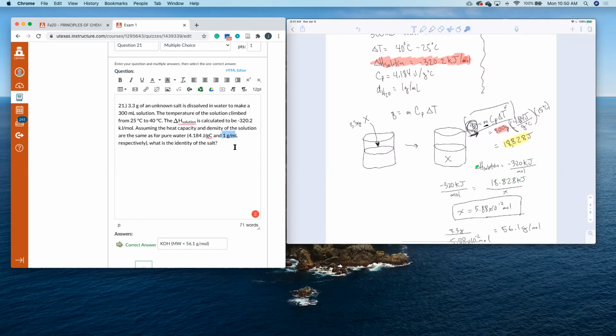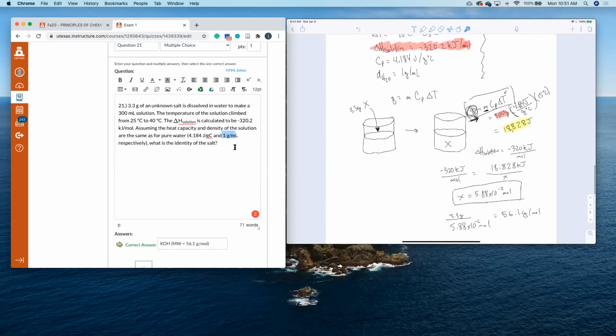So this tells me that if I took a mole and dissolved it and measured the amount of heat that came off, I would get 320 kilojoules. What I actually see when I dissolve in 3.3 grams is that I get 18.8 kilojoules, or about 19,000 joules. So this is what I see when I do a mole, and this is what I see when I dissolve in 3.3 grams. But because I know this number and this number, I can use that to calculate the number of moles.